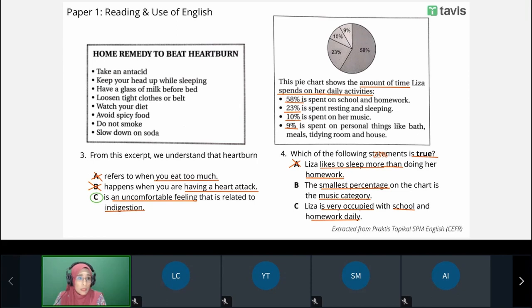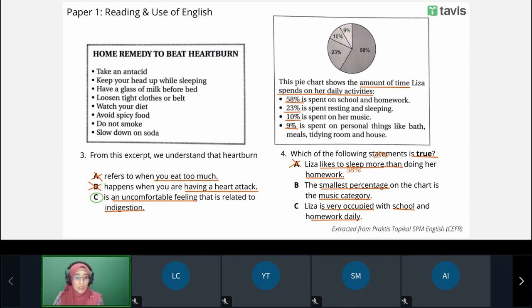Homework is more. Homework is 58%. Right? So A is definitely wrong here. Move on to B. The smallest percentage on the chart is the music category. The smallest percentage is actually 9%. So 9% on the chart is spent on her personal things like bath, meals, tidying room, and house. Is it in the music category?